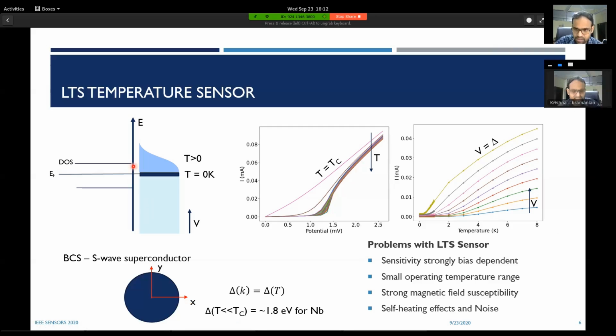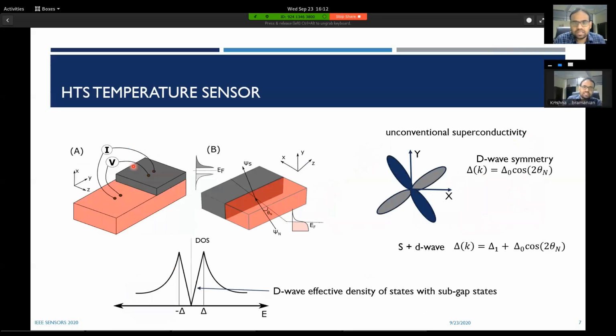And it has self-heating effects because of the fact that you need to bias it at higher potentials to have better sensitivity. So to address all these things, we think that a high Tc superconductor has advantages beyond the just obvious reason that it has a higher transition temperature and hence a longer range of operation. It has another advantage in the sense that the order parameter is no longer spherical.